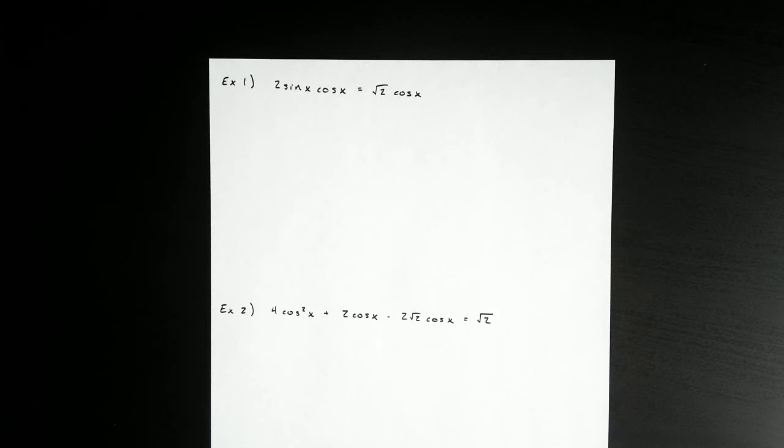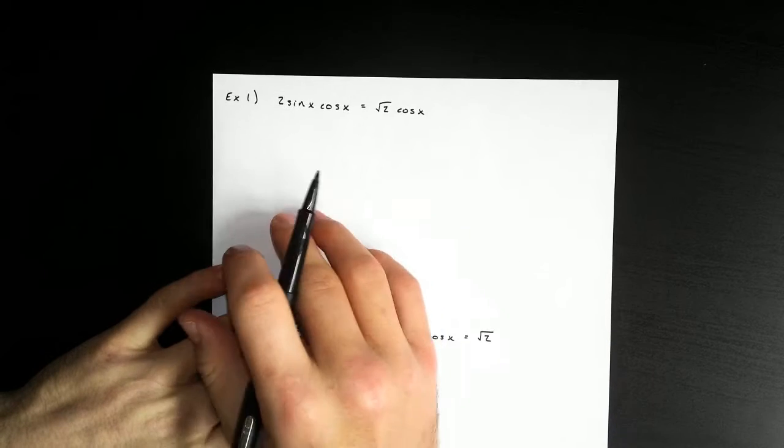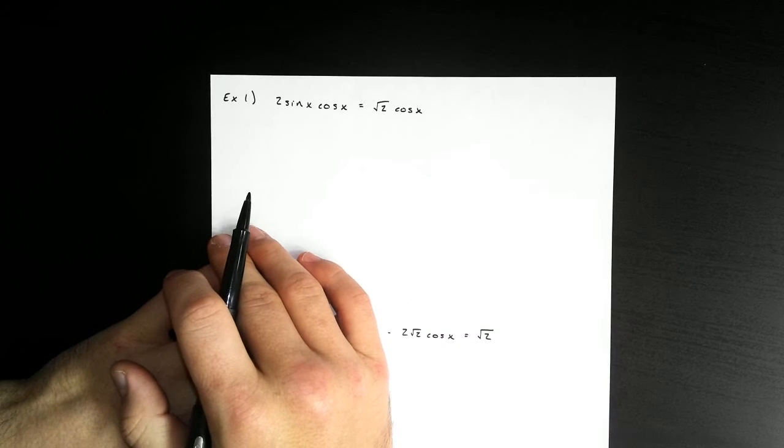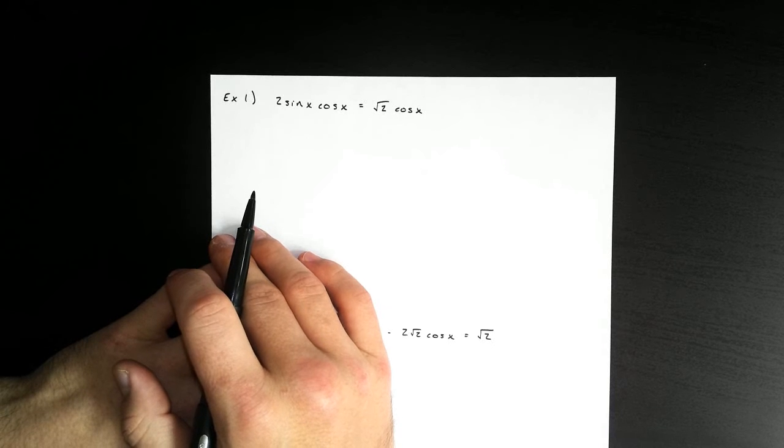Hello everyone. I'm going to do a few more examples of solving trig equations. In my first example, I have 2 times the sine of x times the cosine of x is equal to the square root of 2 times the cosine of x.